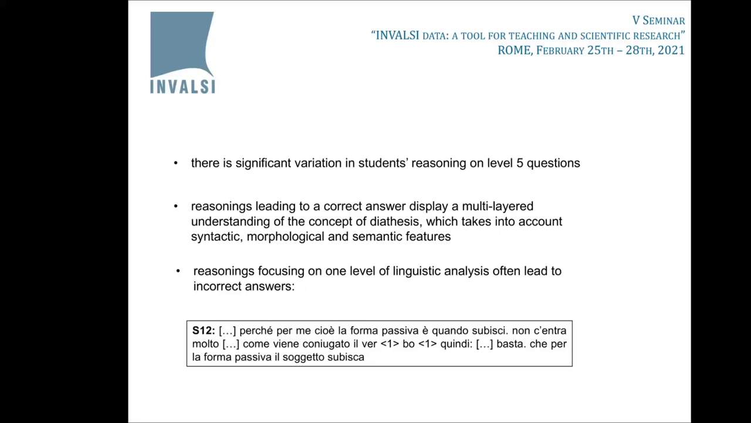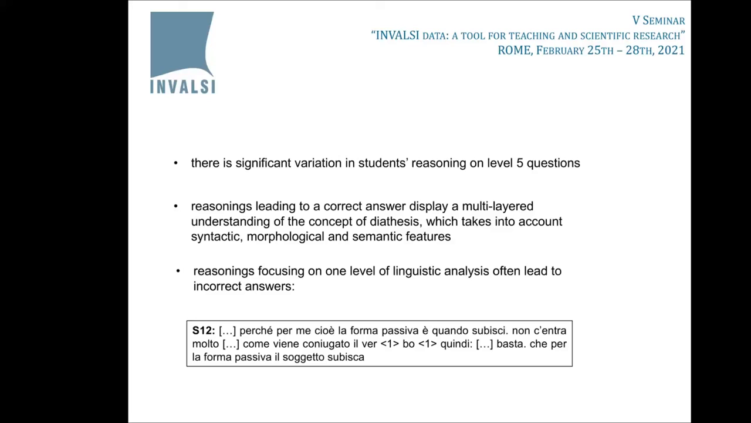For instance, there is a student who claims that, in his or her opinion, the passive voice means that the subject undergoes an action. And actually this student applies only this criterion to decide whether the sentence is active or passive. And he or she gives several incorrect answers because he or she only applies this semantic criterion.